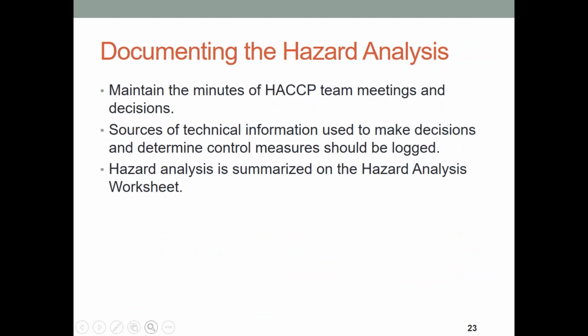Okay, and then how do you document all this hazard analysis stuff anyway? Well, maintain the minutes of the HACCP team meetings and the decisions you make. Keep a notebook. Make sure everything is logged. Any sources of technical information you use to make decisions, make sure you log those things. And then summarize them on the hazard analysis worksheet.